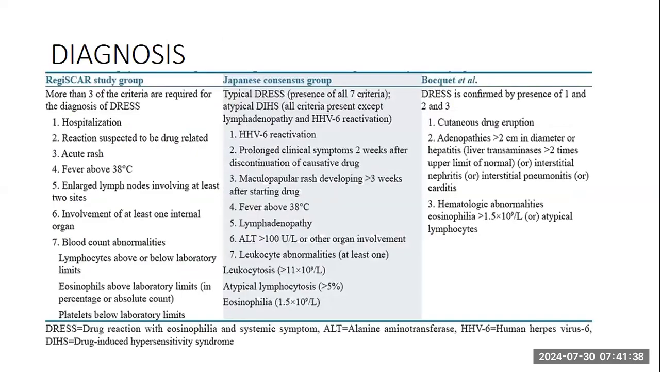In terms of diagnosis, sometimes it's clinical. So you need your clinical assessment, your liver tests, your full blood count, and then you have to also do a skin biopsy if it's possible. There are so many diagnostic criteria that you can use. You can use the RegiSCAR study that is usually used by the Europeans. Then we can use the Japanese consensus group, and there are other ones available. You need 3 of these to make a diagnosis, or 7 of these to make a diagnosis, depending on the criteria you use.